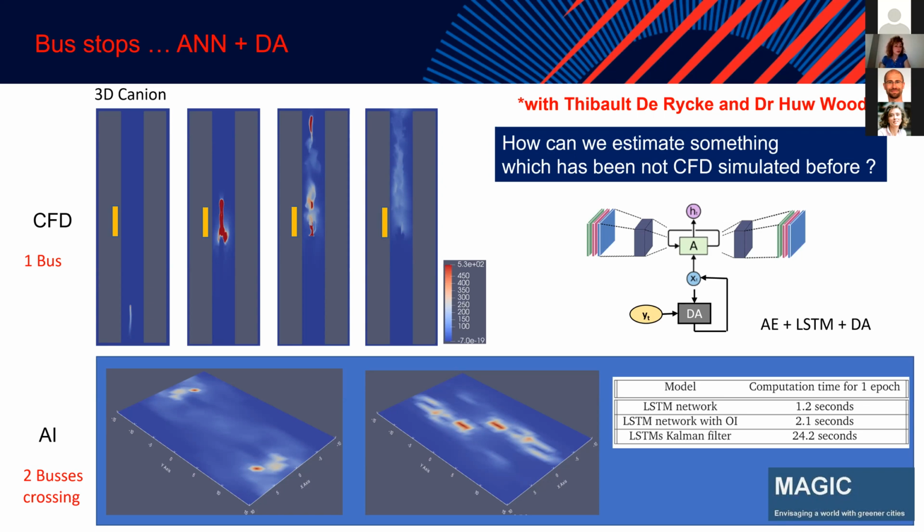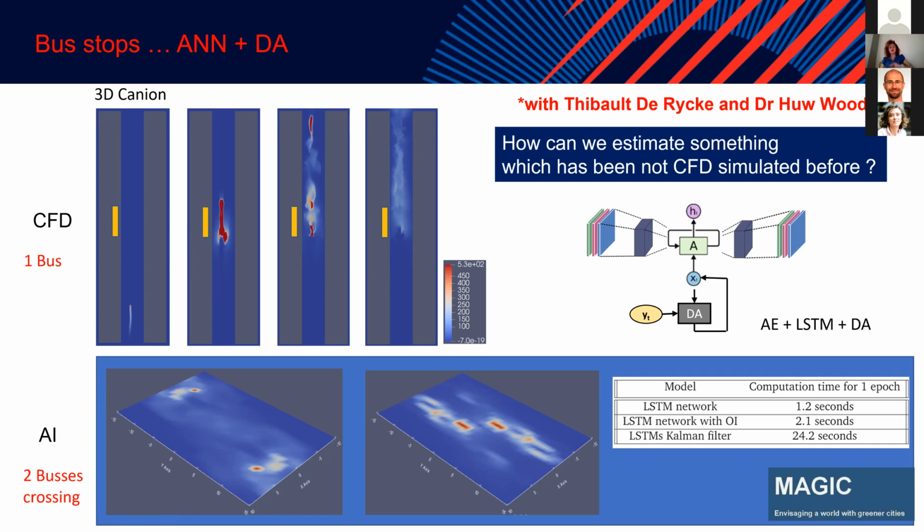This is not true anymore. So we are using artificial neural networks to simulate something which has not been simulated by the CFD previously. This is just an example of air pollution at a bus stop. So the bus is arriving, is stopping, is starting again, and then this is how the deposition of the pollution on the floor happens. So the CFD that we have is just for one bus.